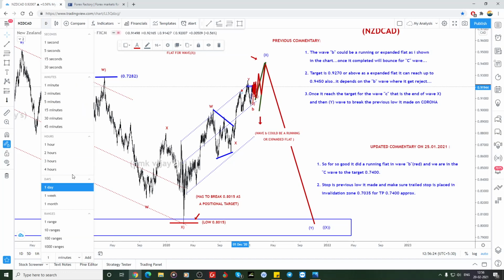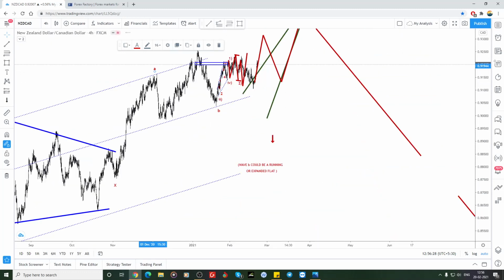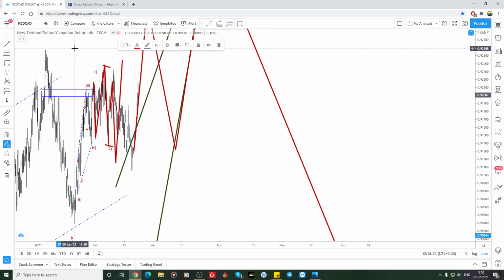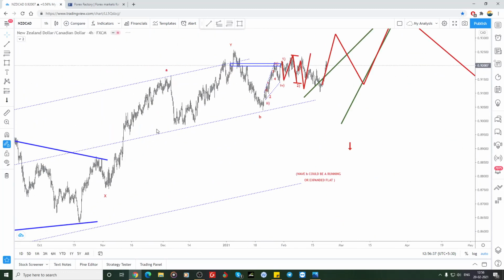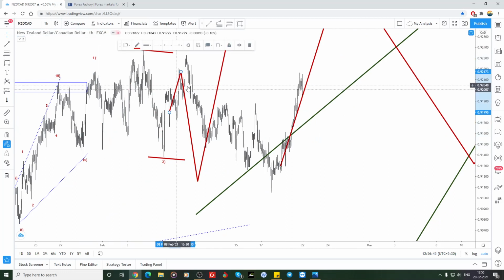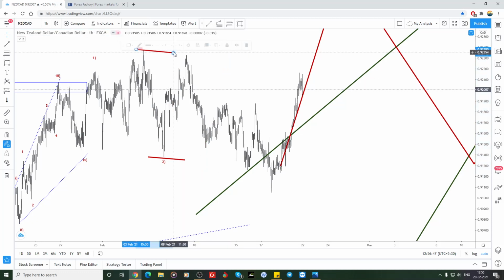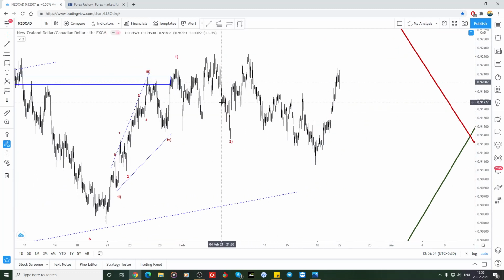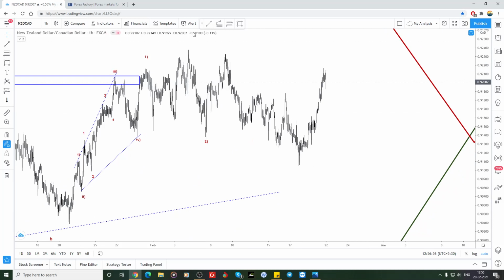I think you can catch my view. One second, I will explain again. So whether this is A, B is in a running flat, C it already did the 5-wave structure. It is already the 5-wave. One second, I will remove these red lines. It's too flashy.